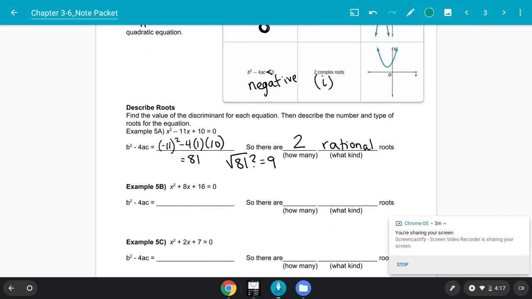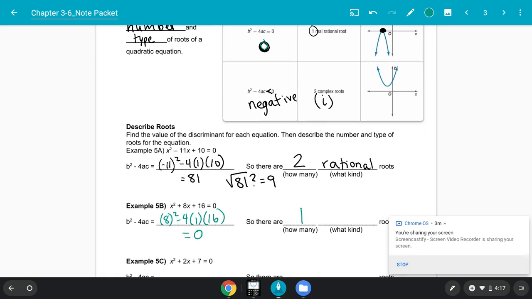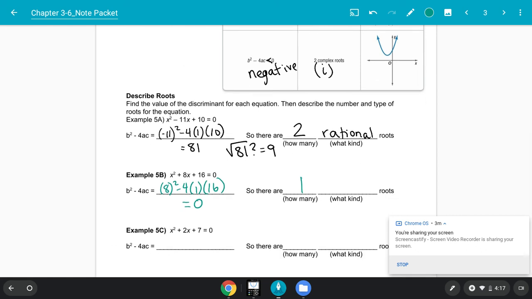This next one says b squared minus 4ac, which is 64 minus 64, which is 0. So how many roots are there? If you look up here, 0 means there is one solution, and it is a rational, or pretty, root.